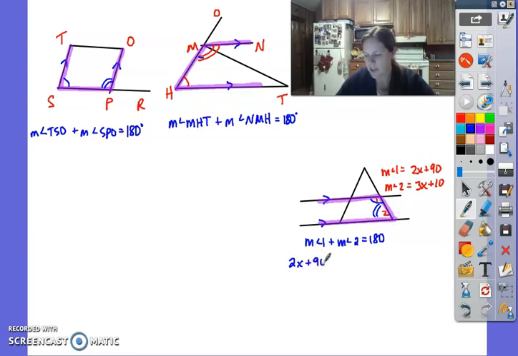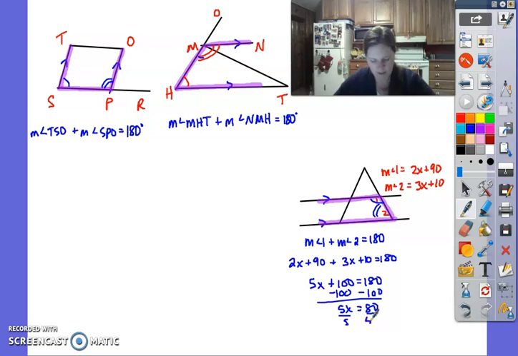I'm going to substitute in the things they told me. Oh, we haven't had to combine like terms in a few weeks. 2x and 3x together. 90 and 10 together. And there we are. Nice two-step equation to solve now. Move that 100 to the other side. 5x equals 80. And divide by 5. 80 divided by 5 leaves me with 16.